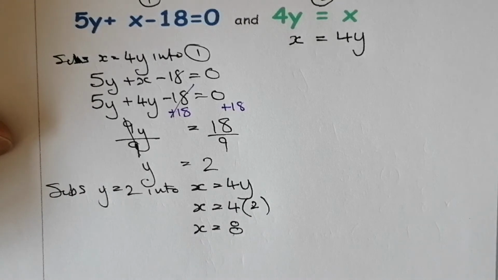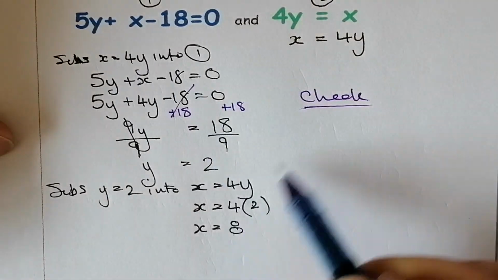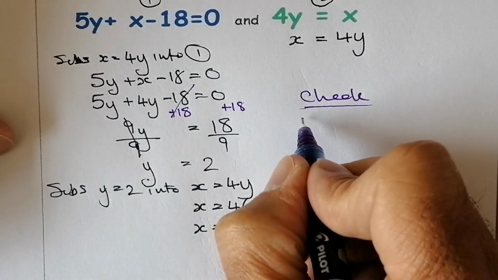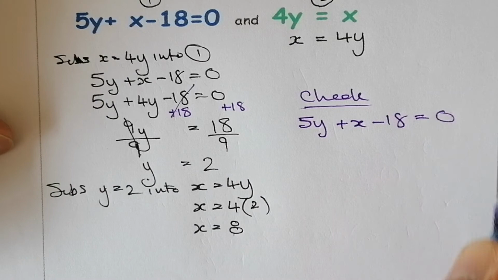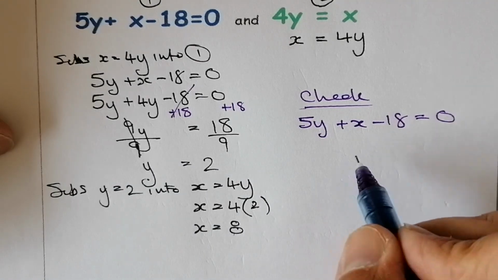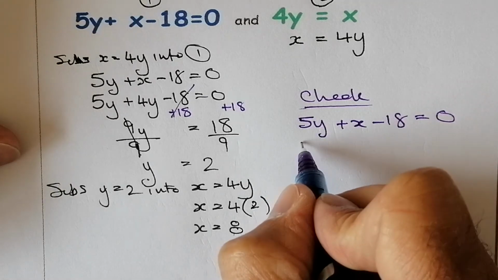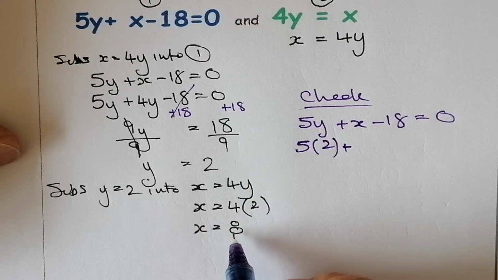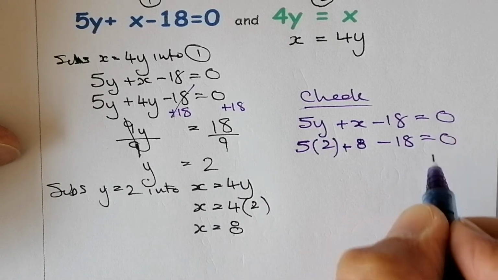I'm going to do my check, and I'm going to use the other equation that I've not used. I didn't use that one to find out what the 8 was, the last part. So I'll go for that. I'm going to check it with 5y plus x minus 18 equals 0. So I'm hoping that this all balances out. So 5 times y, okay? So 5 times 2, there's my y value, plus the 8 that's here for x, take away 18 should equal 0.